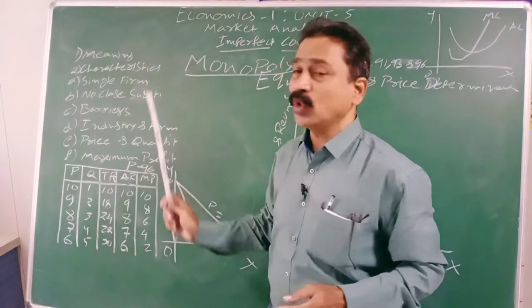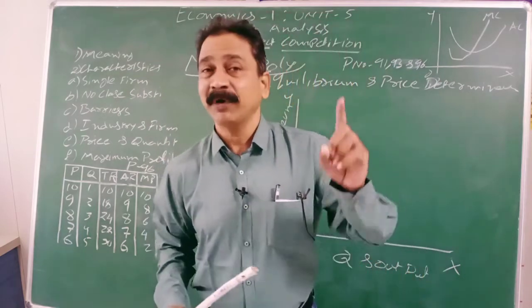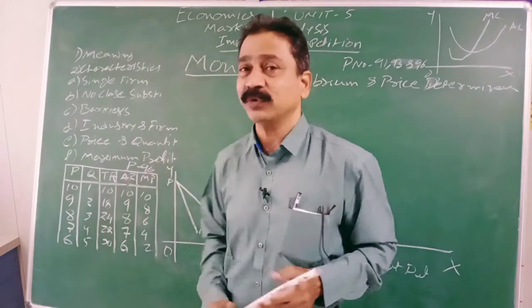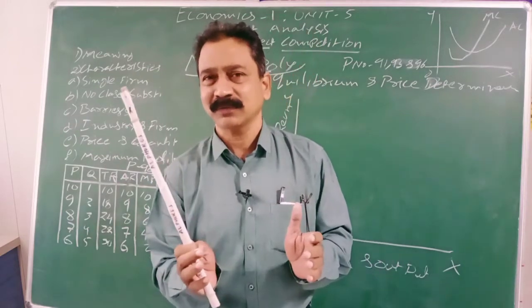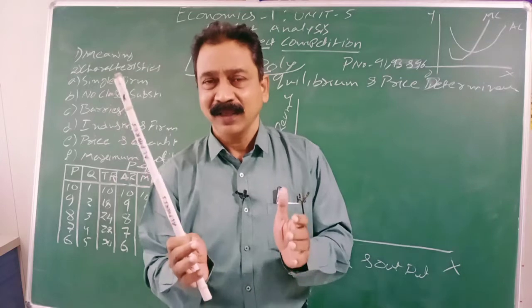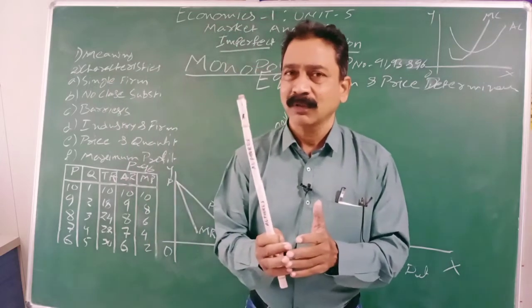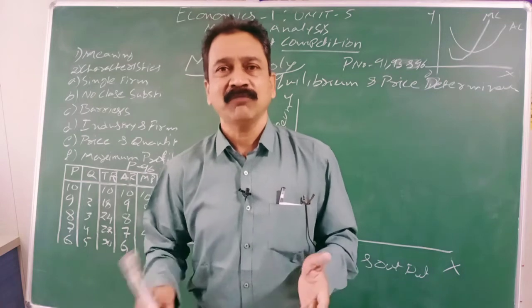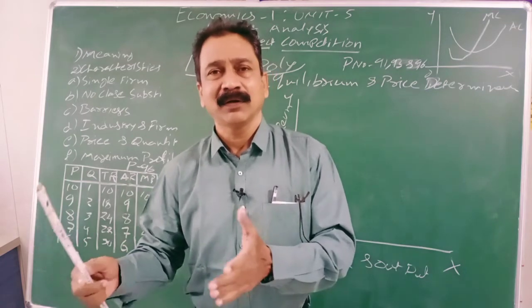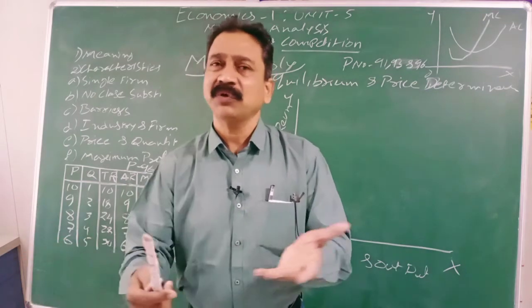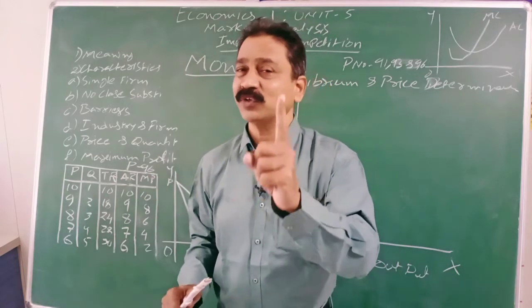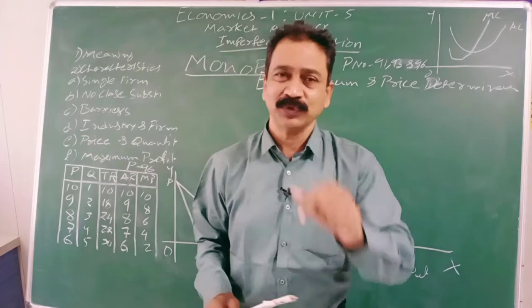Next one is no close substitute. In perfect competition, close substitutes will be there. Here, no close substitute. For our understanding, if there are close substitutes, how can you say you are the single seller? Someone will be selling the same thing near to that close substitute. Then you cannot rule the total market. To rule the market, there should not be any close substitute.